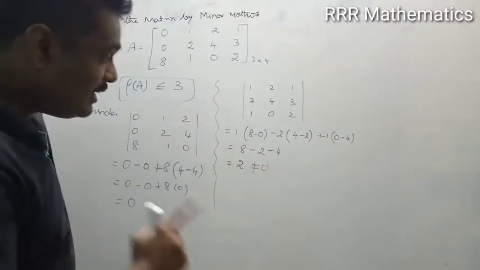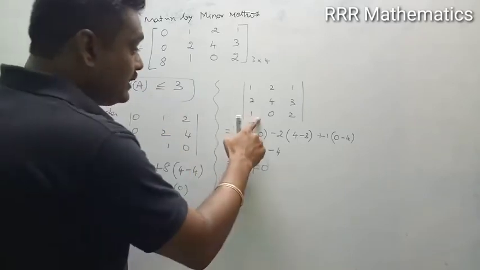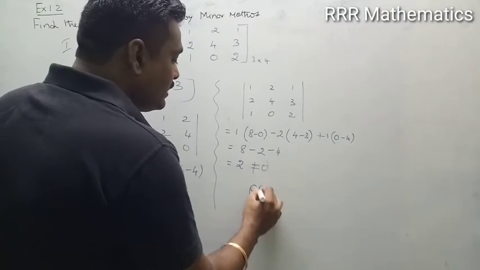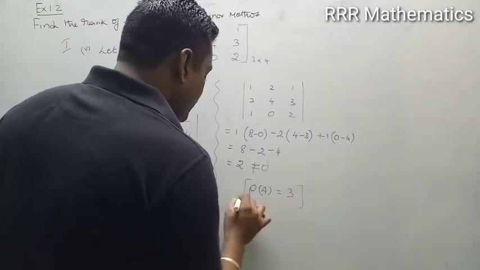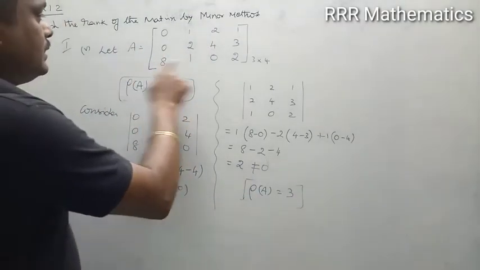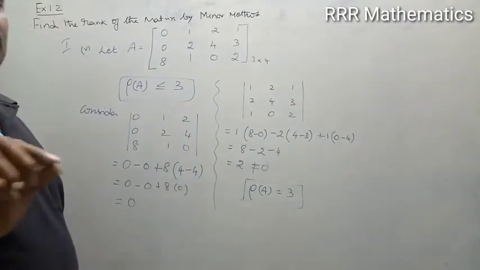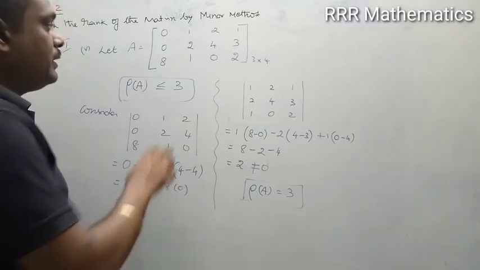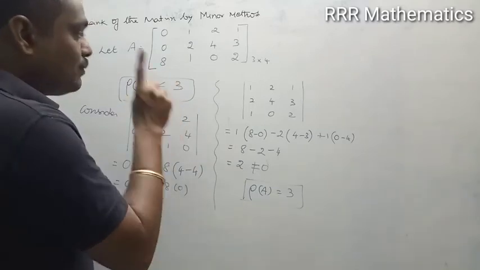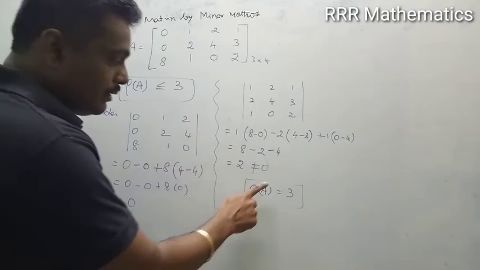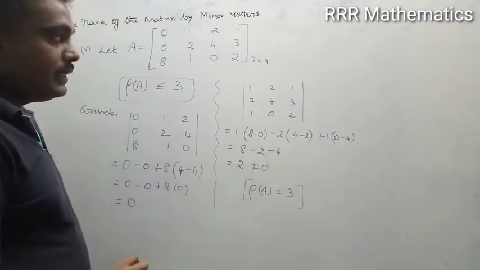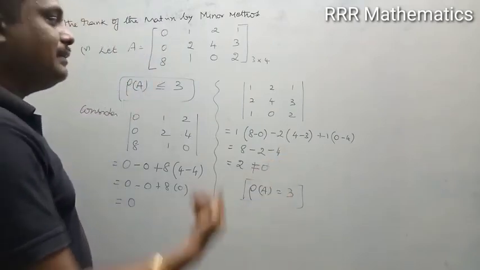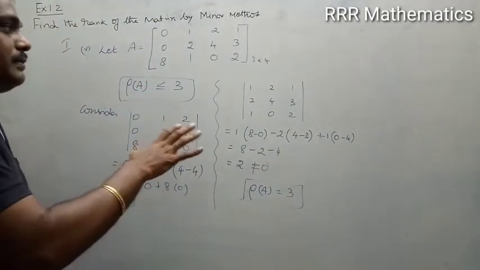At least one 3 by 3 minor of A is not equal to 0, so the rank will be 3. I will repeat: in this case the order will be 3 by 4. So the minimum of 3 and 4 is 3. Therefore the rank of A is less than or equal to 3. If at least one 3 by 3 minor is not equal to 0, the rank will be 3. If all the 3 by 3 minors are 0, the rank is not equal to 3, then we will check it for 2. But first we will check for 3.